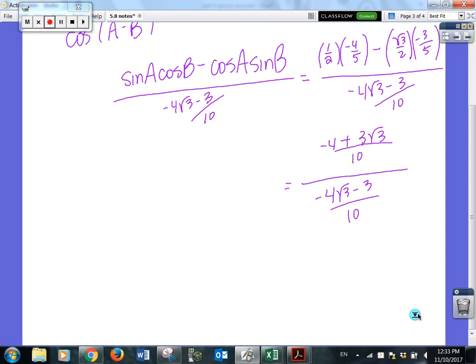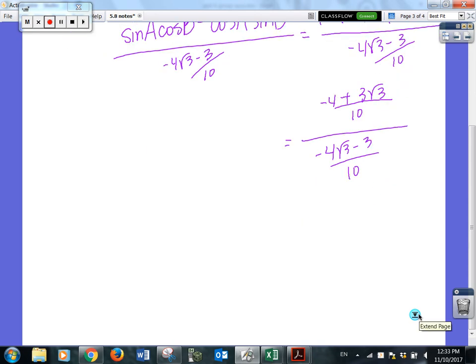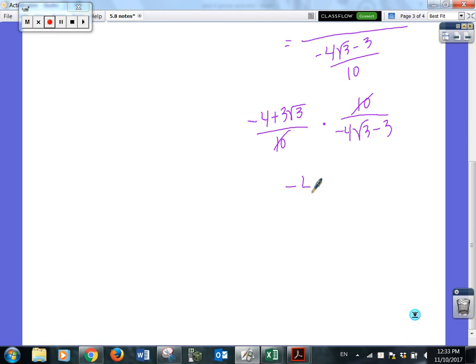And now some of you know that when you have a fraction and the denominators are the same, they cancel. If not, go ahead and multiply by the reciprocal. I'll do that step in case you need it. So negative 4 plus 3 root 3 over 10 times the reciprocal, which is 10, over negative 4 root 3 minus 3. 10 divided by 10 cancels to 1. And we're left with our answer, negative 4 plus 3 root 3 over negative 4 root 3 minus 3.